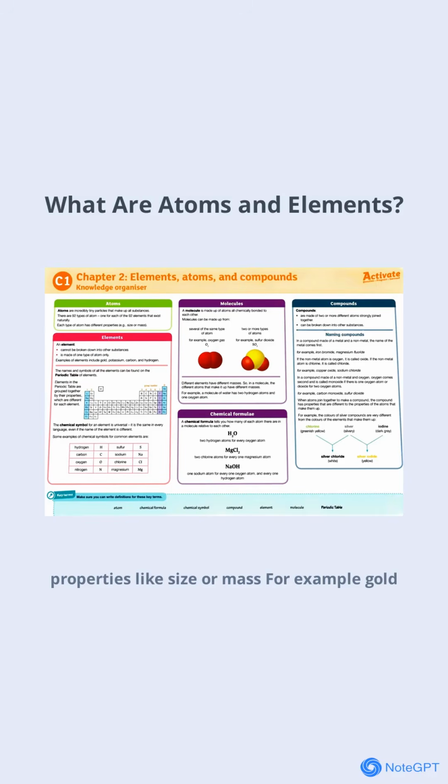For example, gold, potassium, carbon, and hydrogen are all elements. You can't break an element down into anything simpler. The periodic table groups these elements together based on their properties, making it easier to understand how they relate to one another. The chemical symbol for each element is universal, so no matter where you are in the world, O always stands for oxygen and Na for sodium.